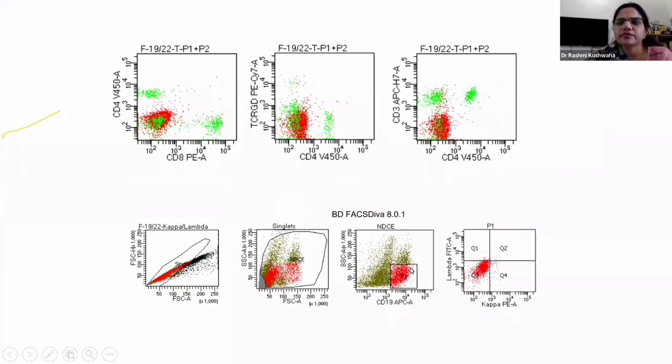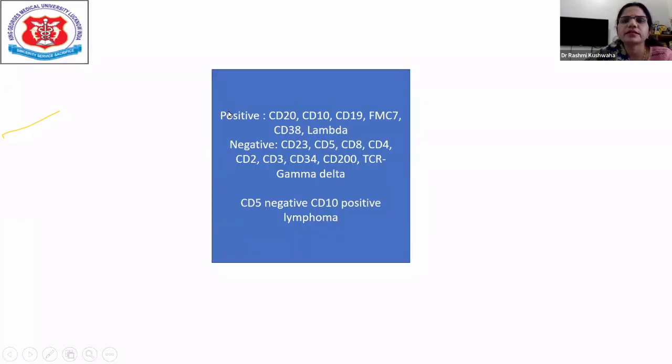And further we gated with CD19 to check for clonality, and these cells have expression of lambda. So this is a clonal population with lambda expression. And of course, these are the plots showing the T cell markers like CD4 and CD8 negative, TCR gamma delta negative, as well as CD3 negative. So we can make out we are dealing with a bright CD45 positive population, which is expressing the B cell markers like CD20, the germinal center marker CD10, CD19, FMC7, CD38, and it's a clonal population expressing lambda. Negative for CD23, CD200, other T cell markers, immaturity markers, and gamma delta.